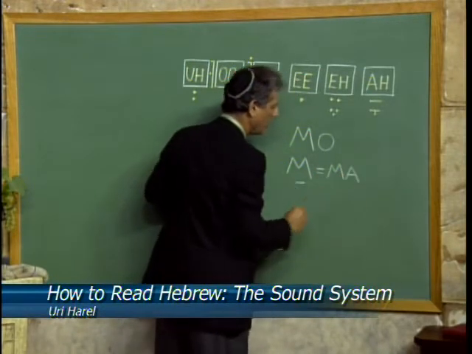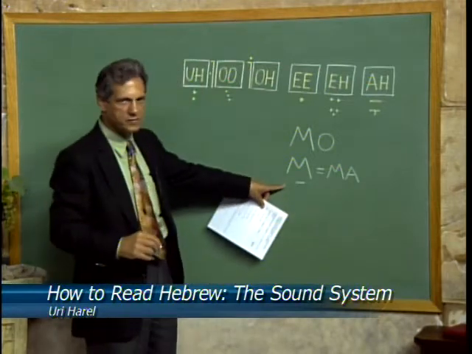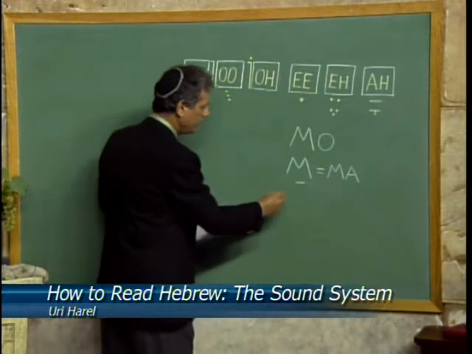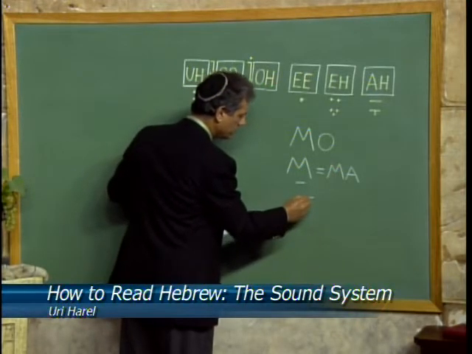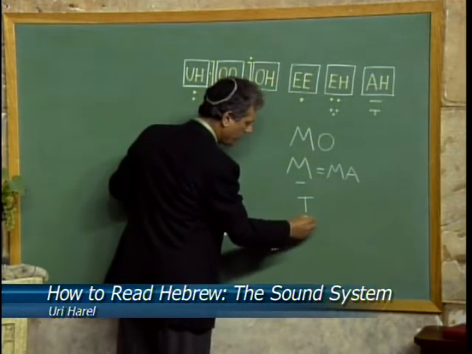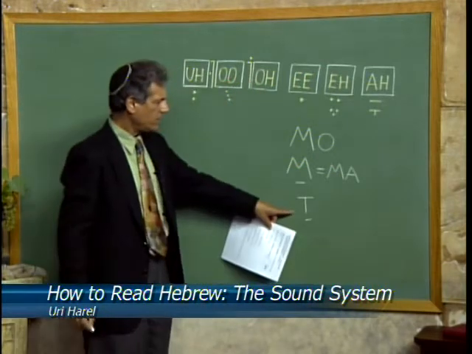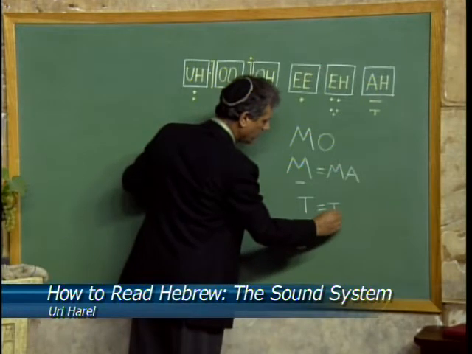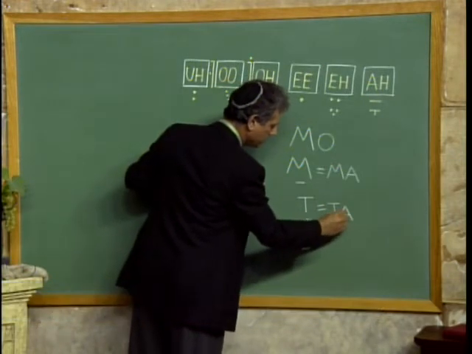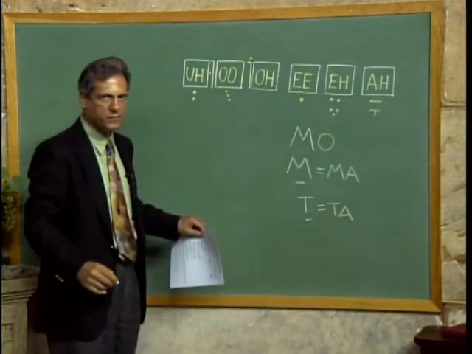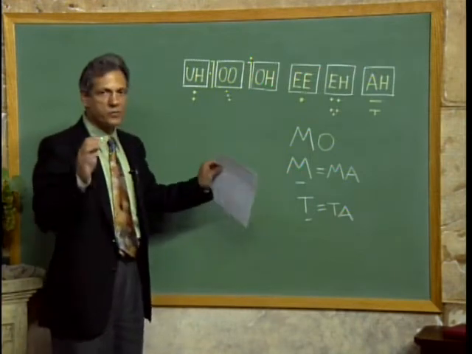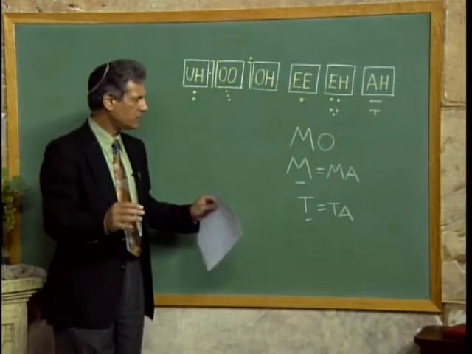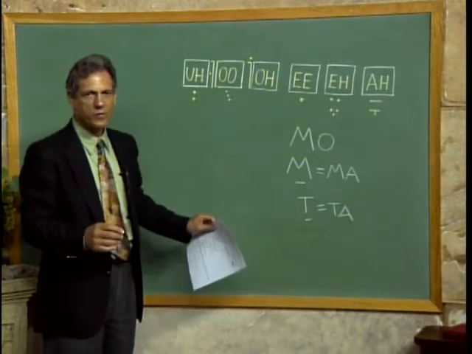This is the only outcome of this. It's going to be ma. If I put the letter T right here, and I put that vowel underneath, the sound will come out as ta. So this is the simple principle that all of the vowels work. This is how it works, and this is how you read Hebrew.